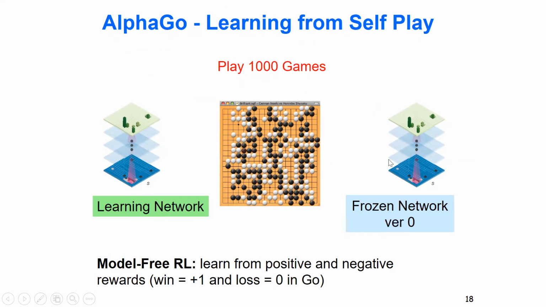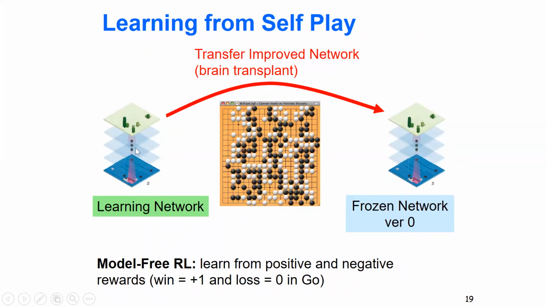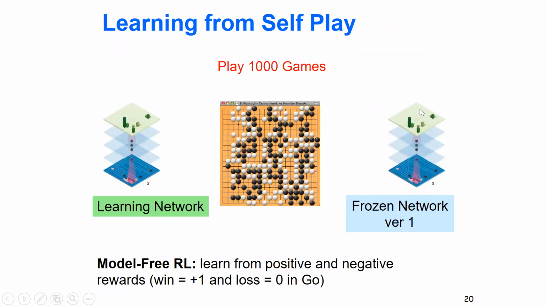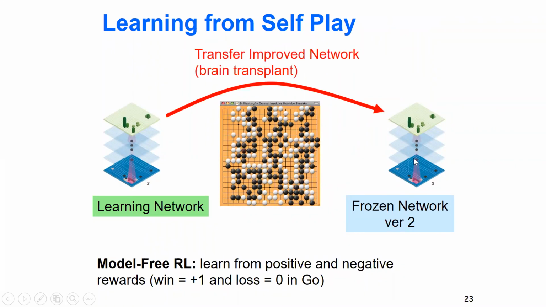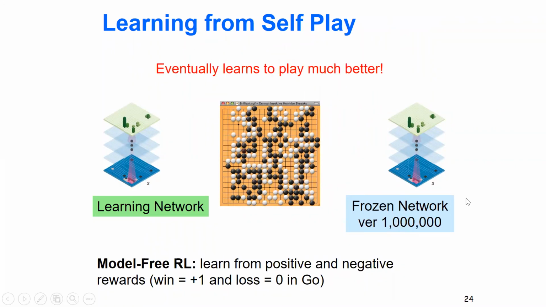So self-play, what it does is you'll start off with this initialized network, you'll play 1,000 games. And then during that game, you've frozen one network and you're learning with the other network. And this is model-free reinforcement learning. Then you're going to transfer this learning result to the frozen network. And now you're going to try to beat this network by learning for another 1,000 games. And you're going to keep on transferring the learned result and learning against it until you get to version 1 million.